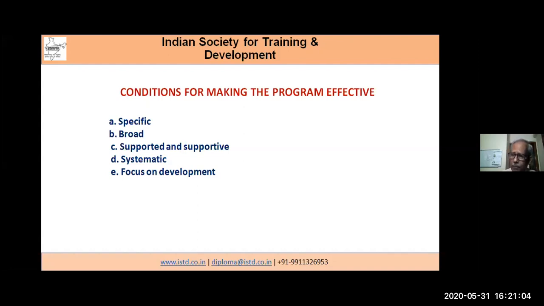It has to be broad in the sense, keeping in view all their capabilities, their management competence, their attitude, their knowledge, their skills, everything has to be kept in mind, and then you should go for the talent identification process. It should be supported and supportive. Yes, if you want to make it effective, number one, it has to be supported by the top management. If you don't get that, probably you cannot make that program effective.